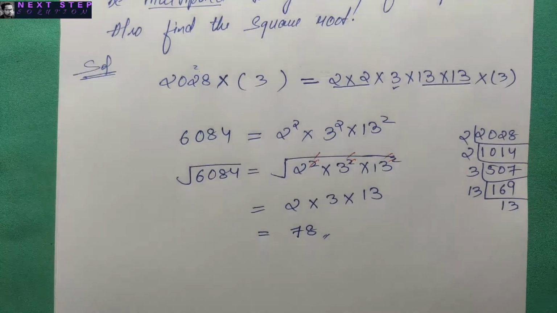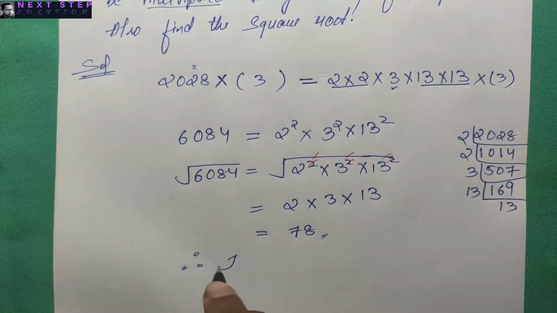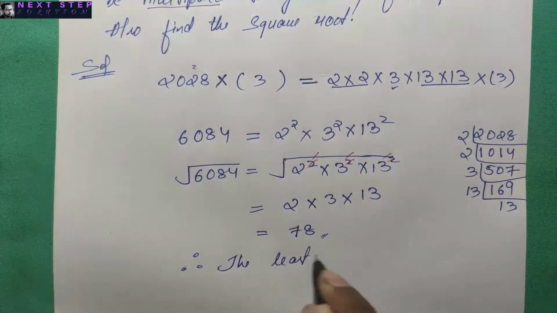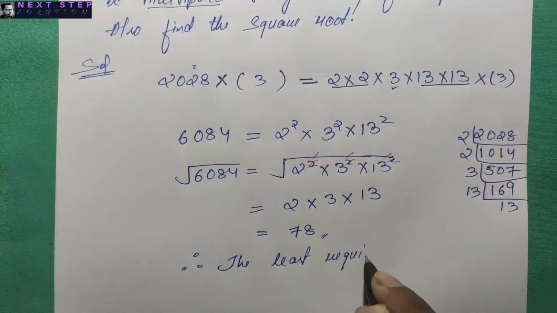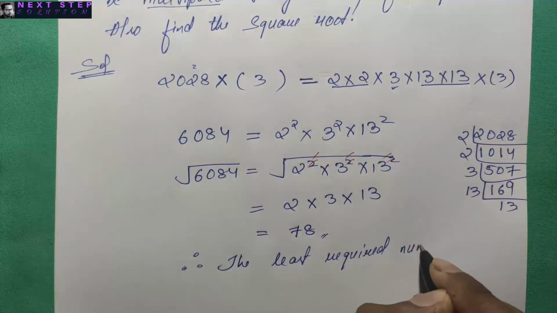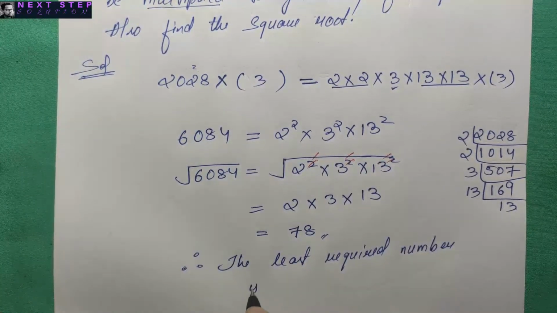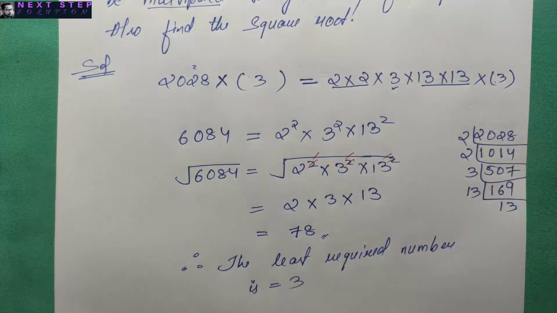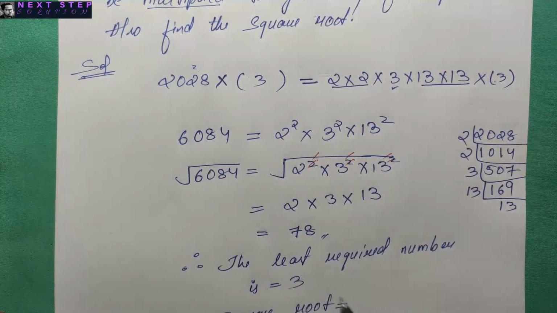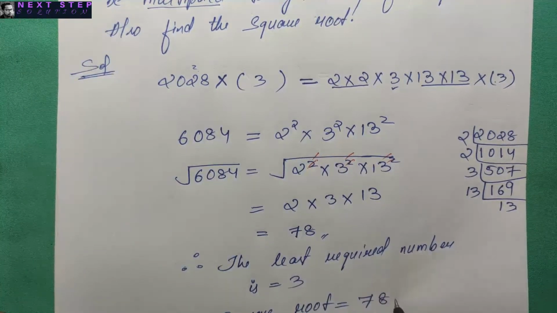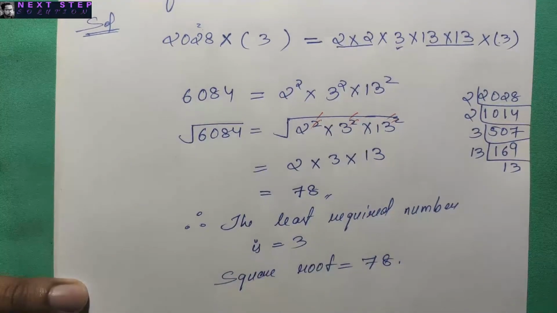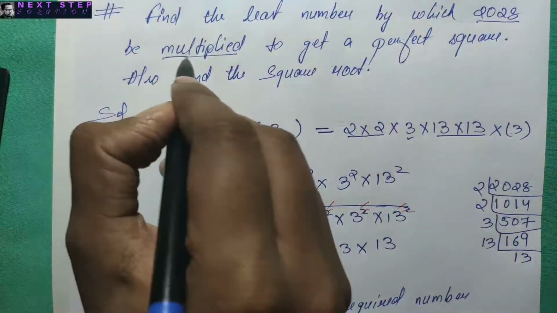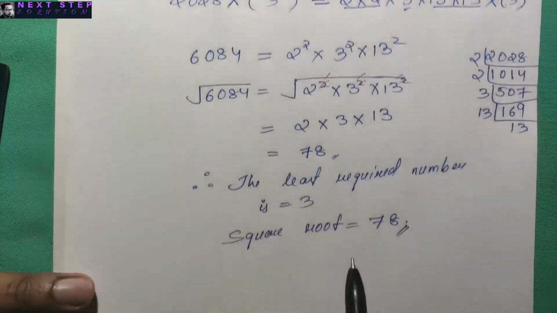Now therefore, what is the least required number? The least required number is 3, as we have multiplied it with 3. And what is the square root? Square root is 78. This becomes the answer. Furthermore, in this question we have seen what should be multiplied. We shall see what should be divided now.